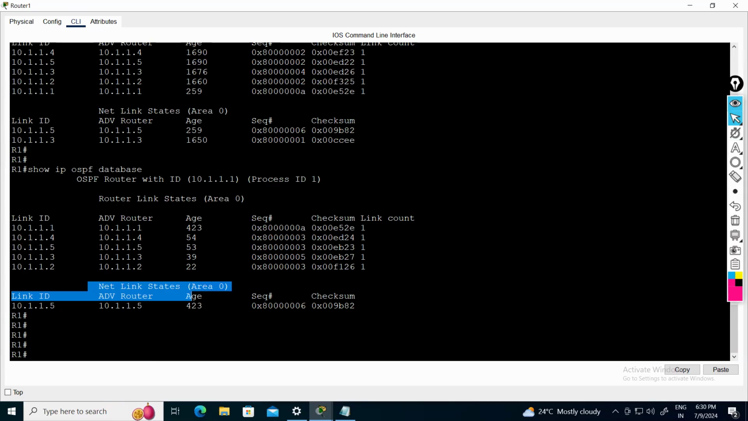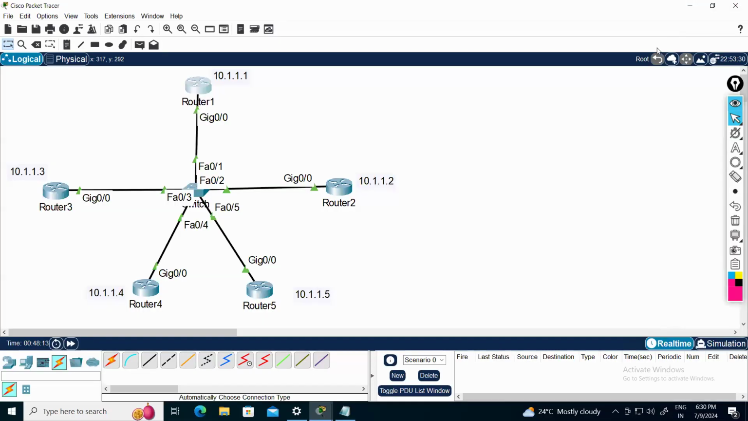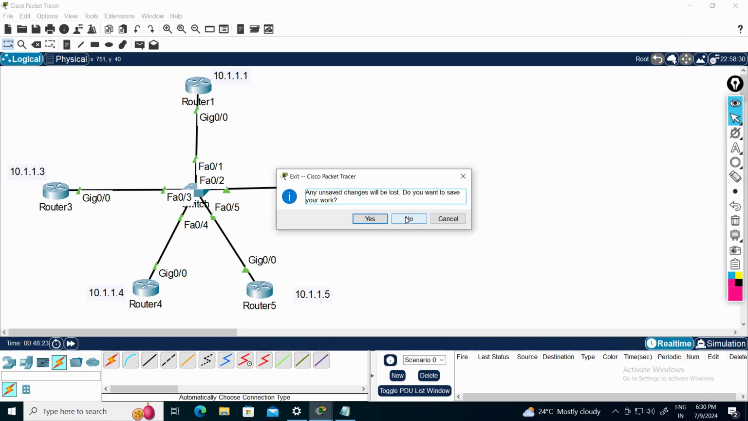No, not right now. If I go into ABR, then I'll have to cover ABR also, and I'll have to cover the virtual link concept also. That will keep on adding. This is clear. So this was your OSPF according to CCNA level.